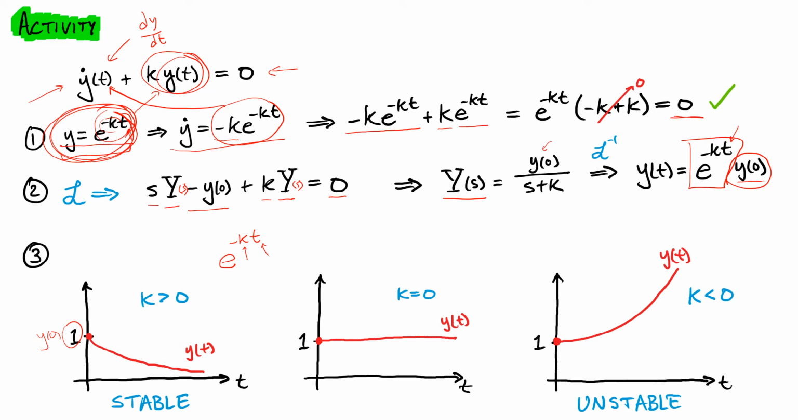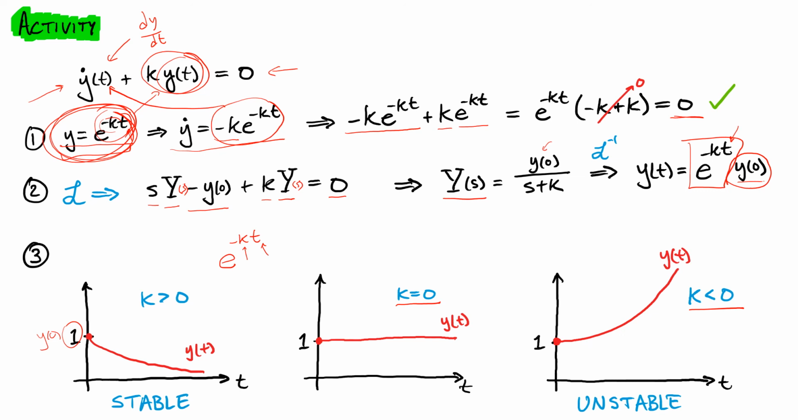If k is negative, that means that the exponent is positive, and so it's going to be a growing exponential, so it's going to grow exponentially. And then the other in-between case is when k is exactly equal to 0. When k is exactly equal to 0, then this value just stays exactly the same over all time.